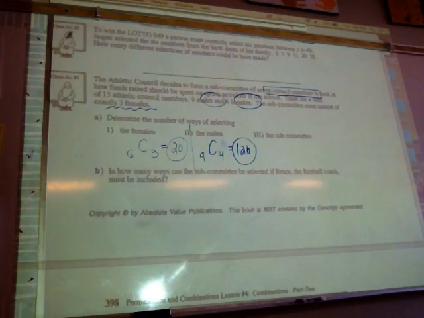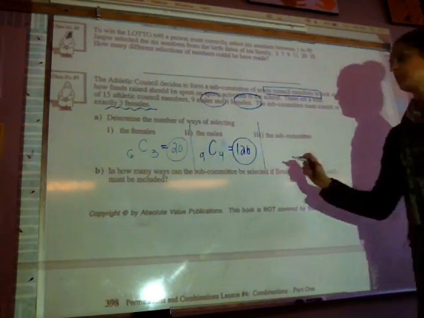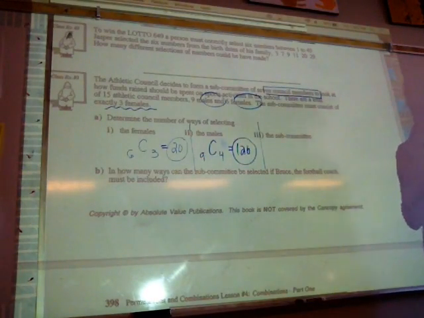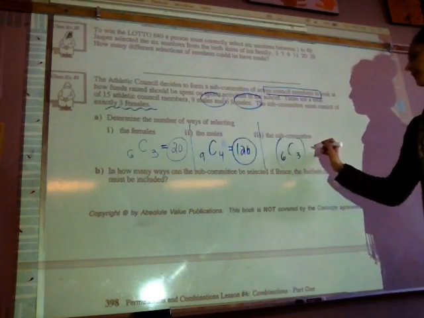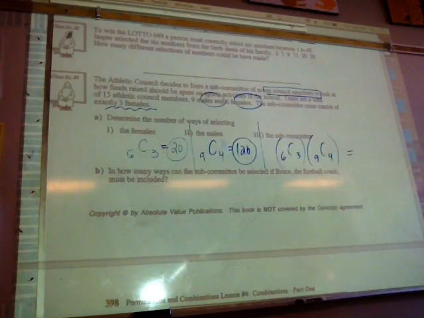Okay, now for the subcommittee overall, basically we're going to take the number of ways for exactly 3 females and multiply by the number of ways to get the males. So we have 6, choose 3, multiplied by 9, choose 4. What do we get? 2,520.